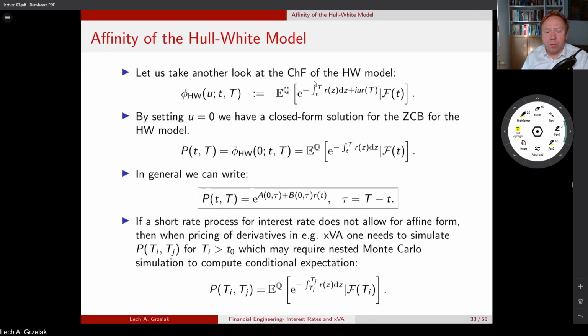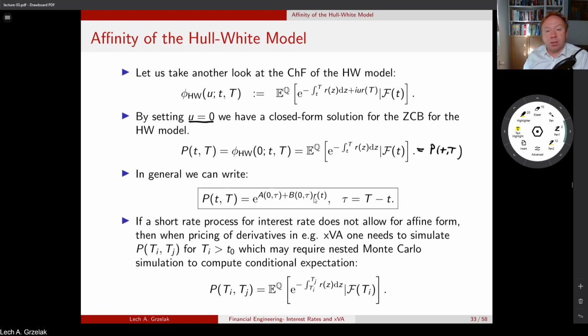So if we summarize what we have done so far, we have the characteristic function for a full White model. We know that if we choose U equal to 0, then the characteristic function at U equal to 0 is given exactly as the zero coupon bond, P(t, T). And we also know that because the model belongs to affine processes, the functions A and B can be derived using the Duffie-Singleton theorem.